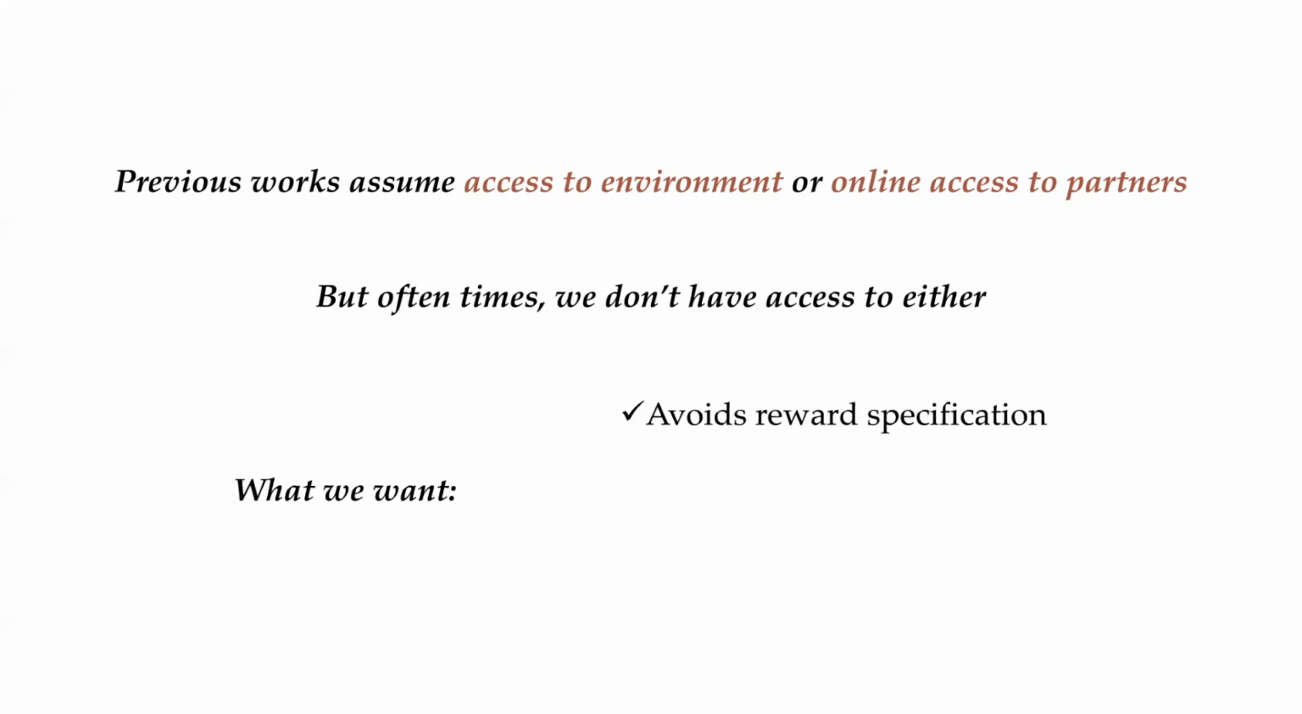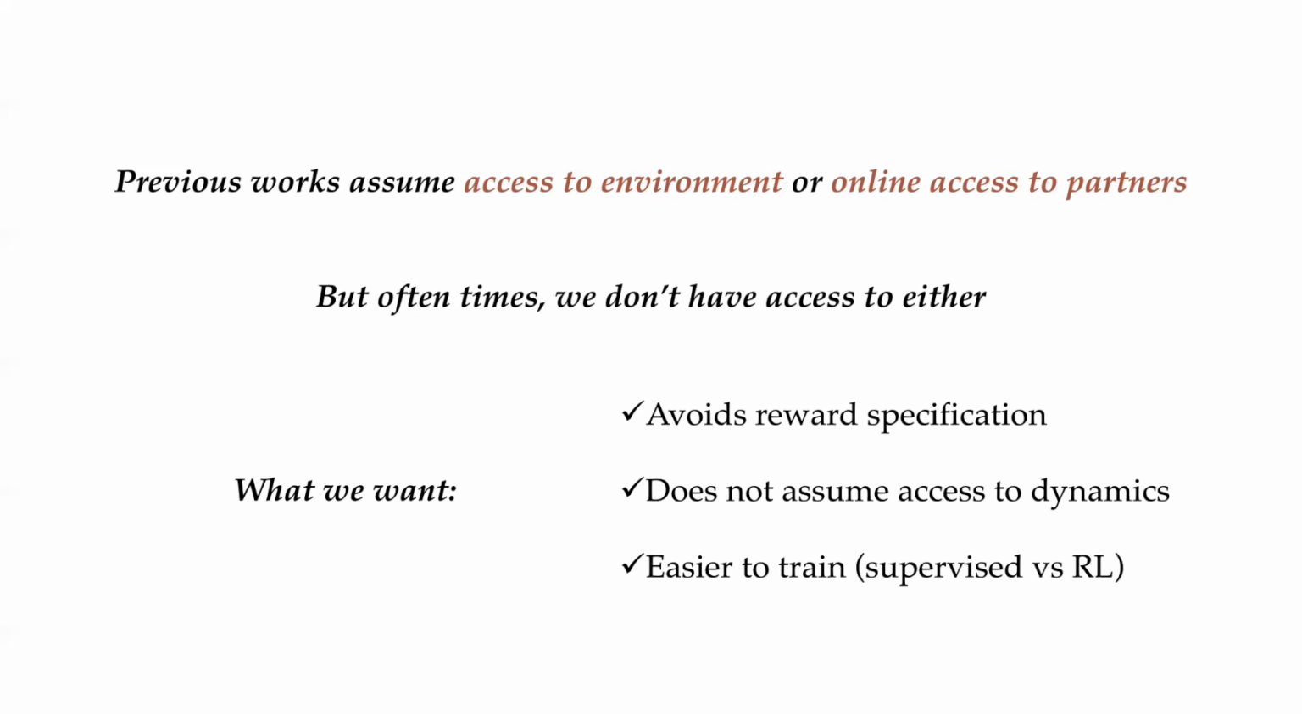Moreover, ideally, we want a framework that can avoid reward specification, because how do we judge how good a duet has been played? It's not so obvious. And we don't want to assume access to dynamics. In our case, dynamics includes partners, which is impractical, as we've mentioned. If we can rely on learning a policy using a dataset instead of exploring the environment, then we can use supervised learning methods instead of reinforcement learning methods.